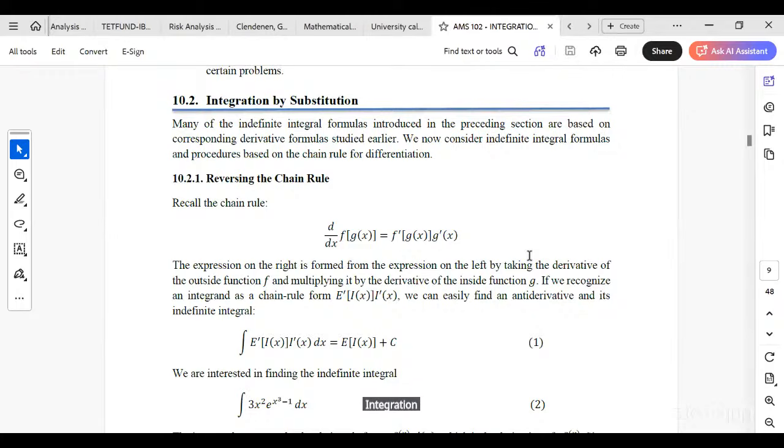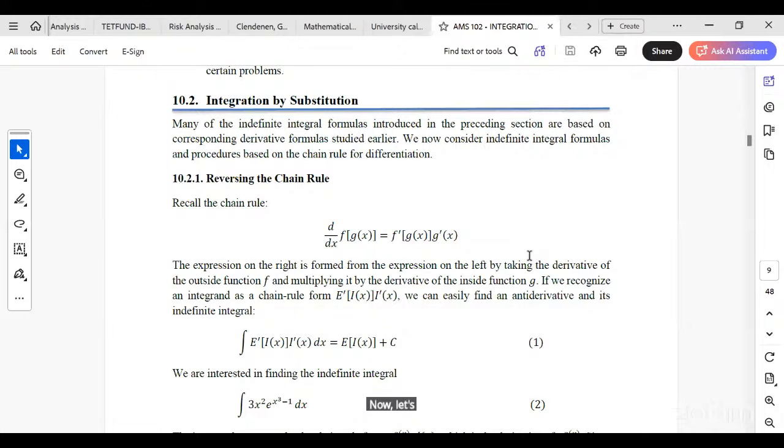Integration by substitution. The method is appropriate when you have two functions multiplying each other, such that one of the functions is a differential of the other. I'll take it again. Integration by substitution: I have two functions, f of x and g of x, and I'm multiplying them together. If f of x is a differential of g of x, that means if I differentiate the whole of g of x or differentiate part of g of x, the result will yield my f of x. Then integration by substitution will work.